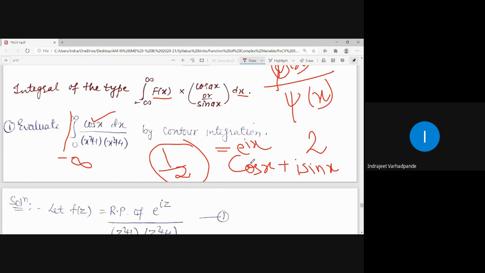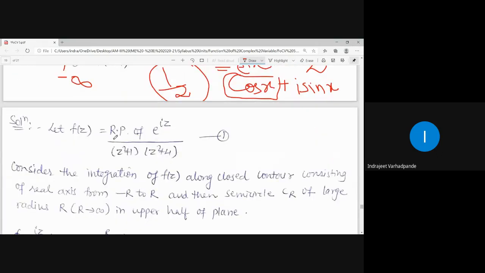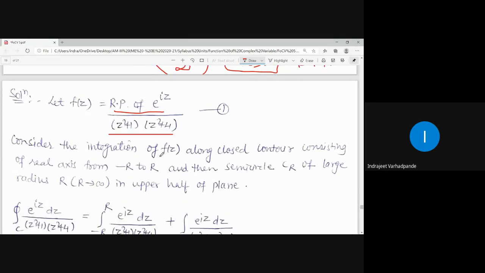So z में इसको convert करना है तो cos z का value क्या होगा? Real part of e to the power iz. So our f of z is the real part of e to the power iz, which is representing cos z. Denominator में z square plus 1 into z square plus 4. So consider the integration of f of z along a closed contour consisting of the real axis from minus r to r, and a semicircle CR of large radius in the upper half of the plane.